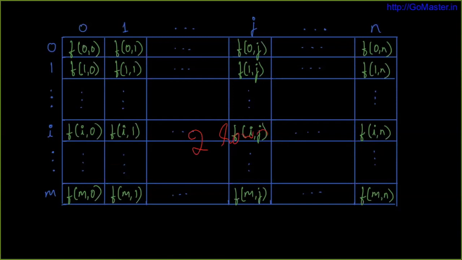Columns are not going to change. That's why your space complexity reduces to just big O of n, which is the number of columns, right? It doesn't depend on the number of rows at all. So that's the idea here.